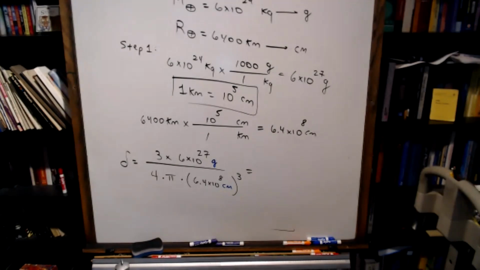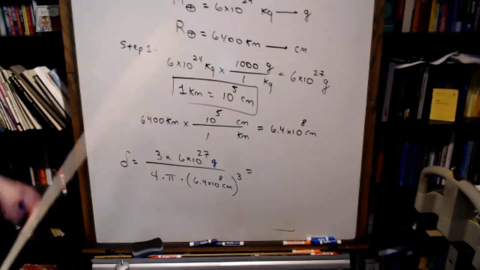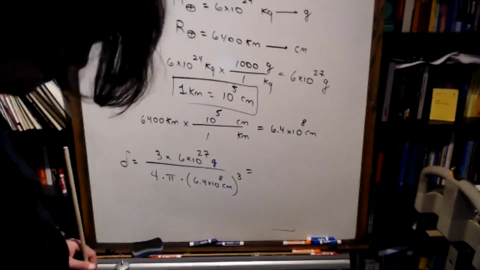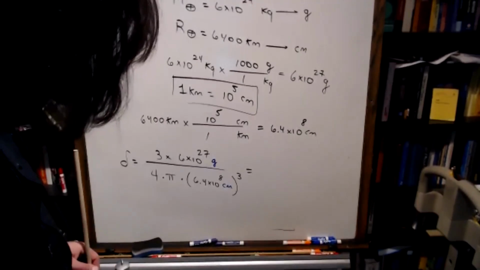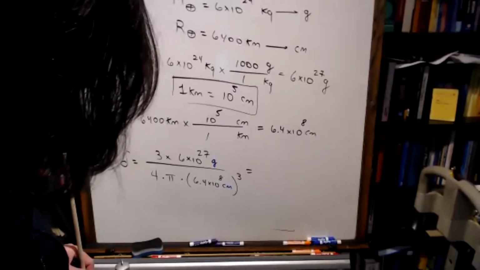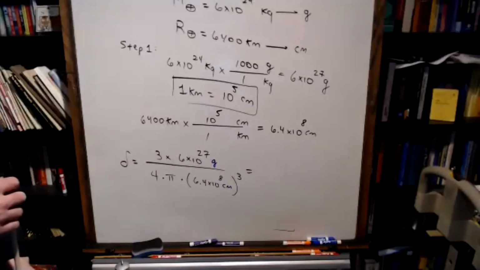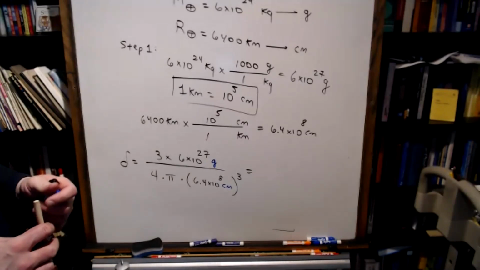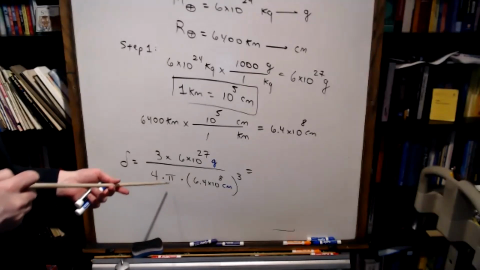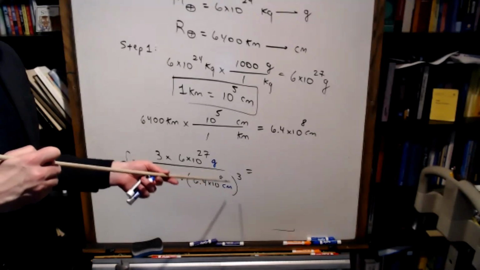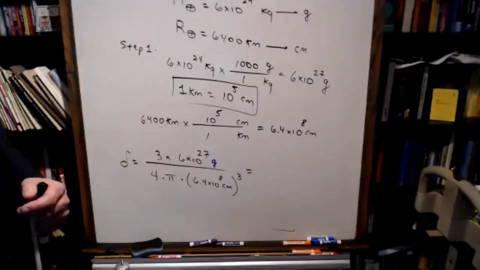I got 11. 11? Yeah. No. Try again. Anyone else? 1.6. No? Okay. Chris, you have to divide by 4, divide by pi, divide by 6.4 exp8 cubed, equals. Yep, that's what I did, but all right.